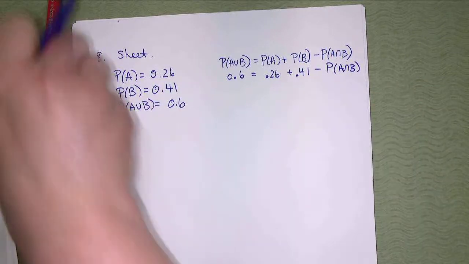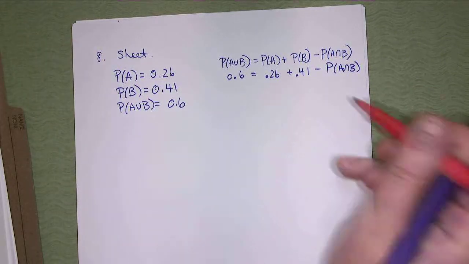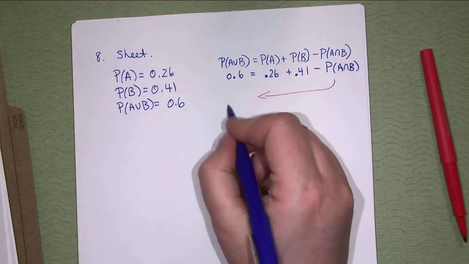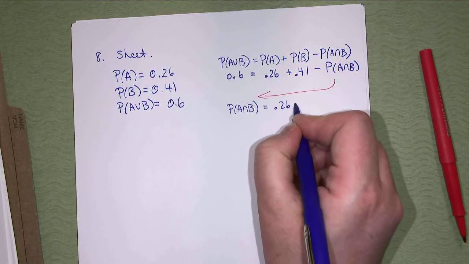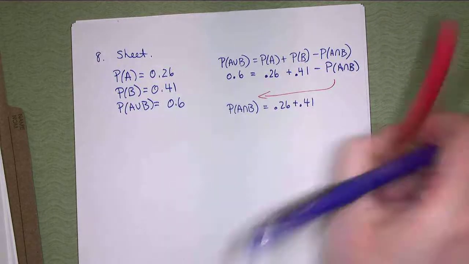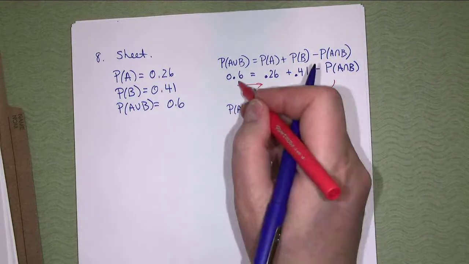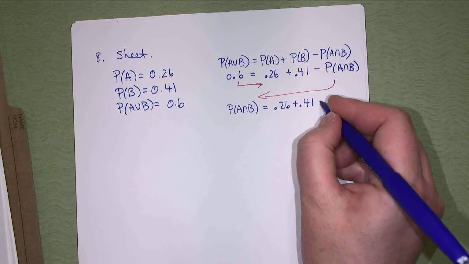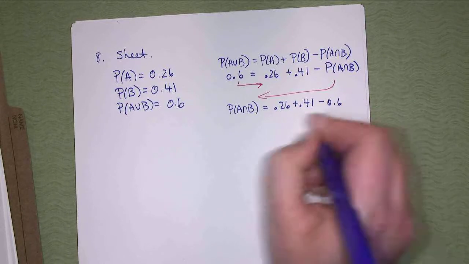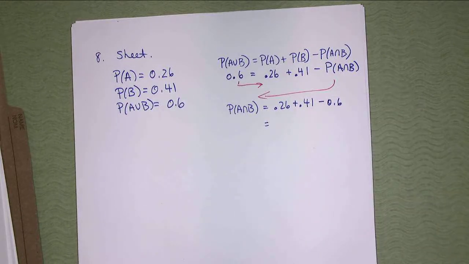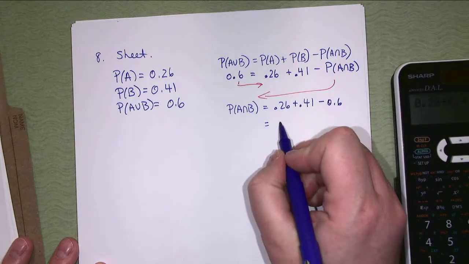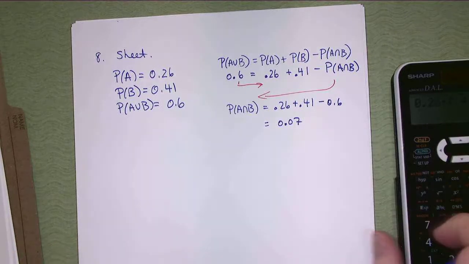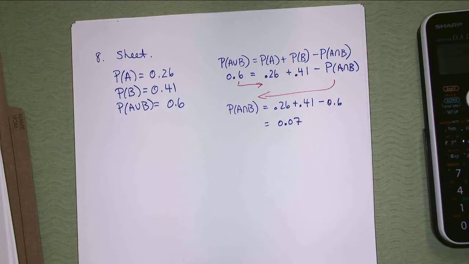And if we just rearrange this, bring that over to that side, becomes plus, and bring that 0.6 over there. We'll get the intersection. 0.07. All right, so if we need it, we could find it.